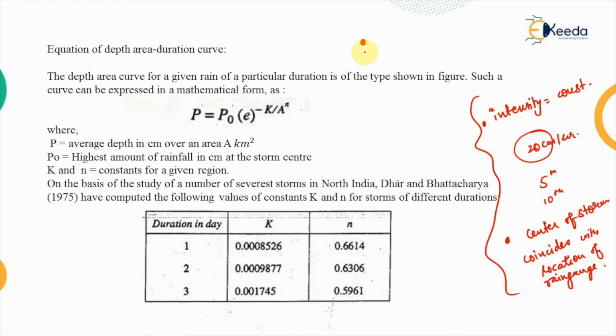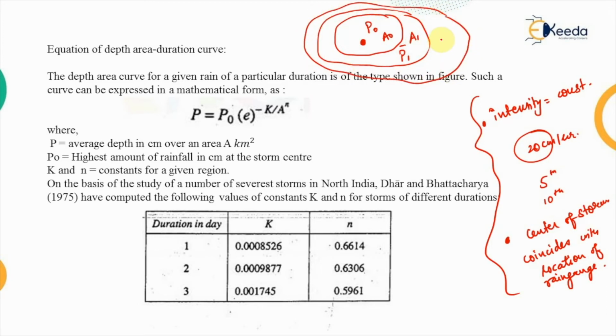So if this is the rain gauge at which the data collected is P naught, this is representing a certain area, let's say that is A naught. Then we will select a larger area, let's say that is A1, for which the average rainfall is P1 bar. Then we will increase the area again and select a higher area, let's say A2, representing an average rainfall of P2 bar.